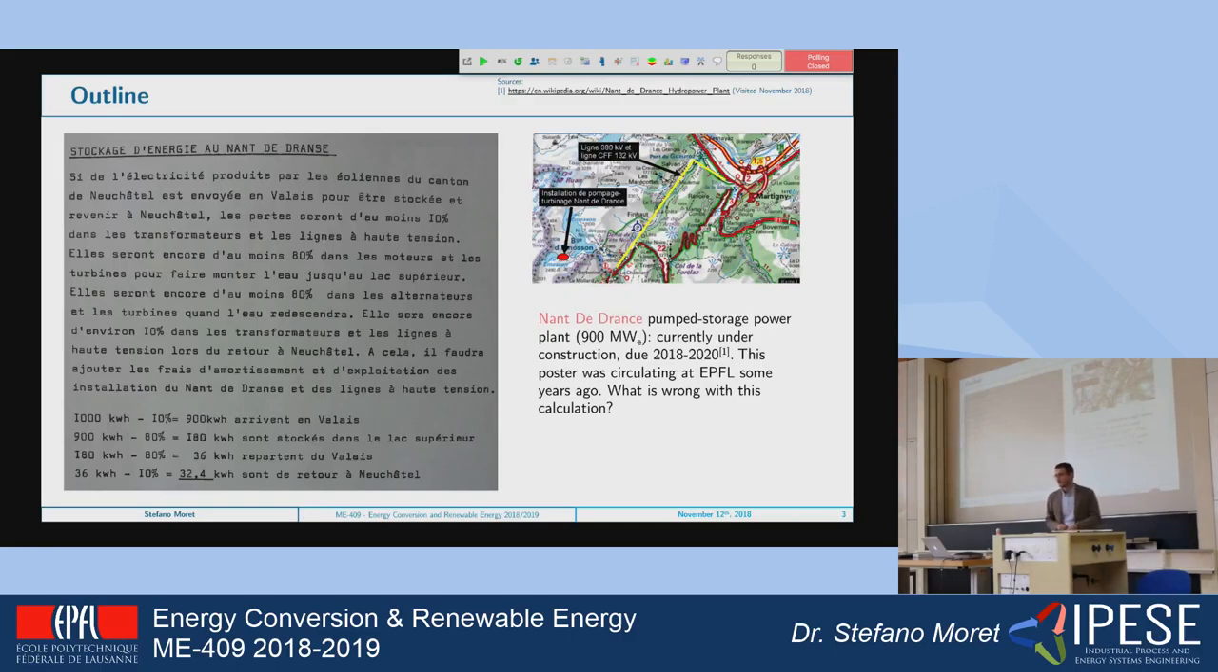So actually, at the end of the lecture, I will ask you to find a mistake in this calculation. Some years ago, if you were around EPFL doing your bachelor and masters, there was a person hanging posters around EPFL, basically saying that pumped hydro doesn't make any sense. He was saying if we have wind turbines in Neuchâtel and we have a storage in Nant de Drance in Valais, then we'll have around 10% losses in the grid, 80% losses in the pump, 80% losses in the turbine, and 10% losses in the grid to go back to Neuchâtel. So according to his calculation, the efficiency of a wind plus hydro system was around 3%. There is some mistake in this calculation that you can look at in more detail, and I'll ask you at the end to identify.